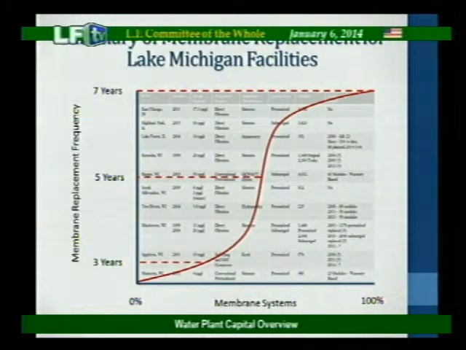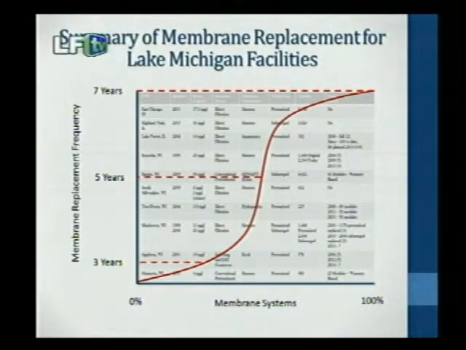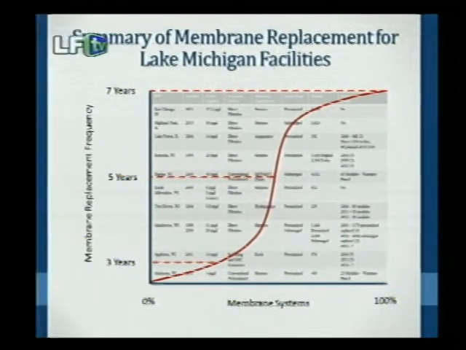But what you can see on the graph here is their membrane replacement frequency based on the percentage of membrane systems in the area. Most of the membrane replacements occur in about a 5-year frequency. There are some limited cases where there's a 3-year replacement frequency, and some plants have 7 or greater years of replacement. Lake Forest falls in about that 4 to 8 year time period and has been gradually replacing modules as the plant has been operating. So I would say above average as far as being able to maintain the membrane modules.